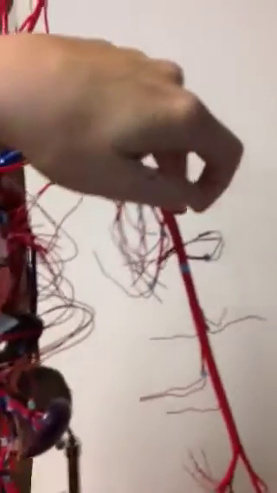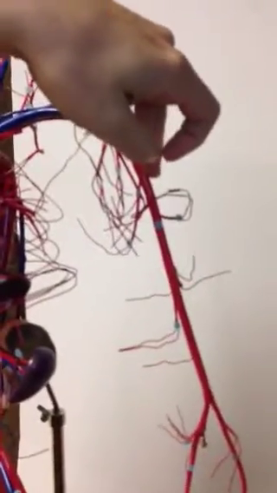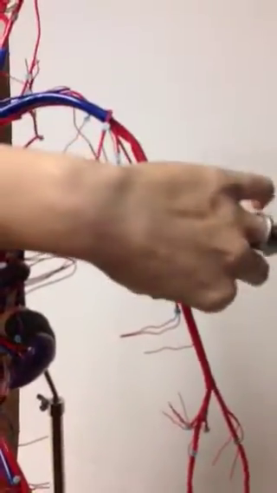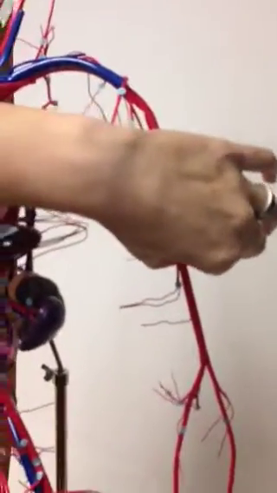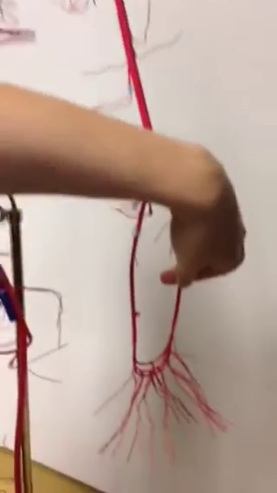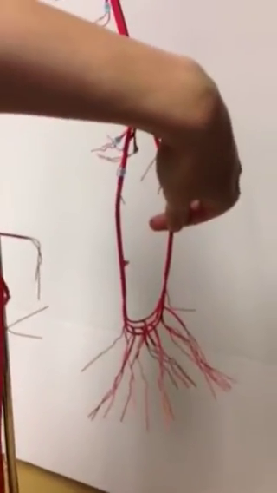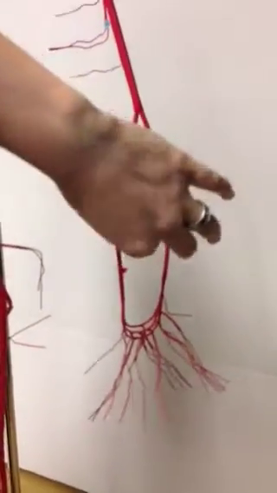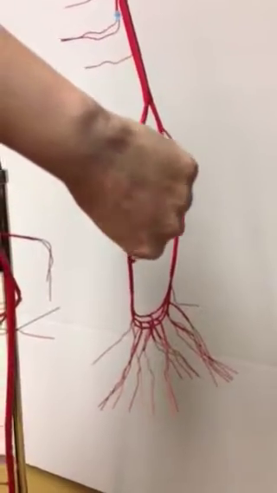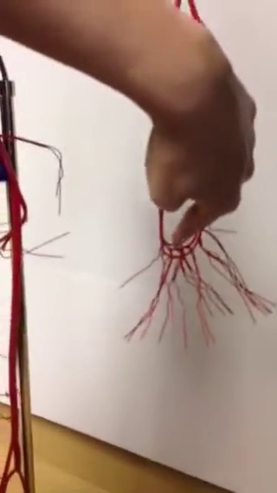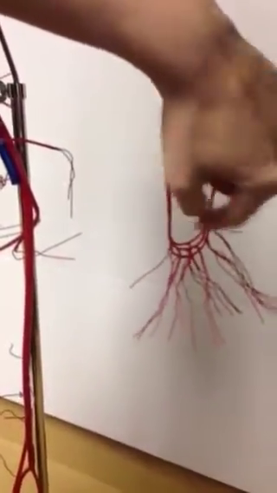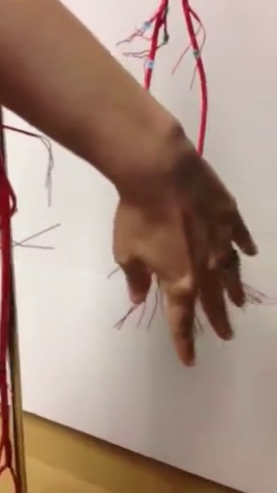Here it turns into the left axillary artery, and the brachial artery. Most lateral, it is the radial artery, and then medial, it is the ulnar artery. Here it is the palmar arches, and then the digital arteries of the fingers.